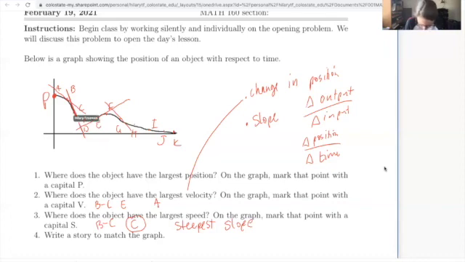So somewhere in this stretch, if we have just a tiny bit of horizontal change, it looks like we have a fairly decent amount of vertical change. Whereas around, what was that, E? If I do the same amount of input change, the amount of output change is pretty tiny.